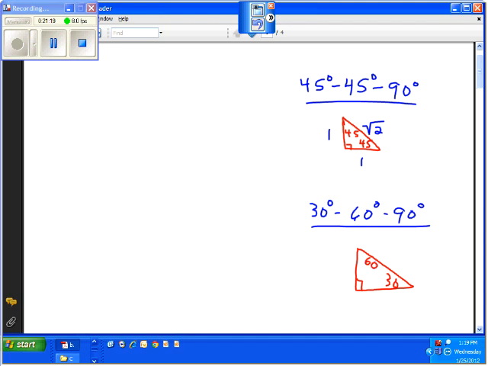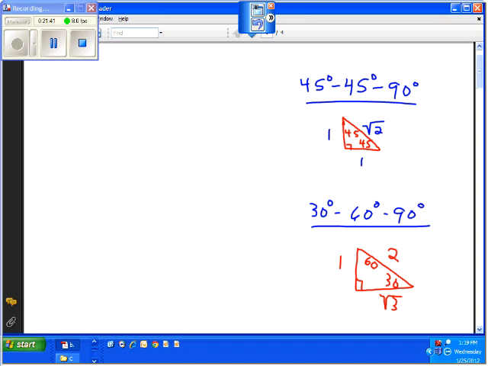30, 60, 90 triangle. Opposite the 30 is the short leg. The hypotenuse is twice the short leg, and the length of the long leg is equal to the length of the short leg times the square root of 3. You remember those ratios from geometry, 1 to 2 to the square root of 3.